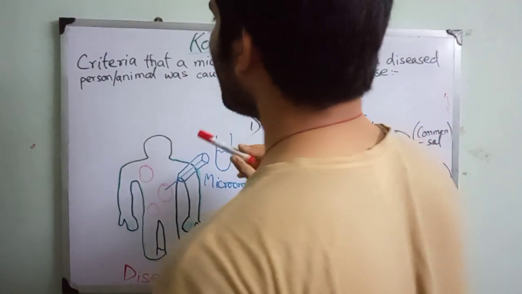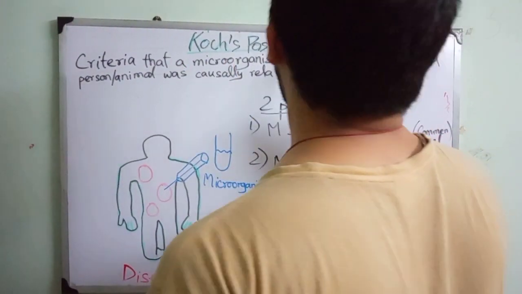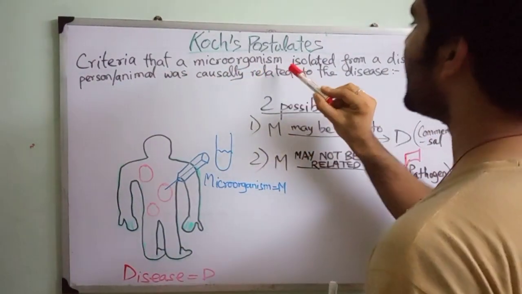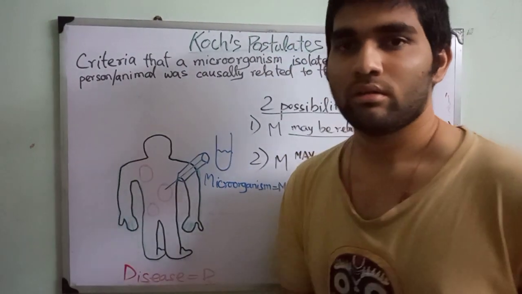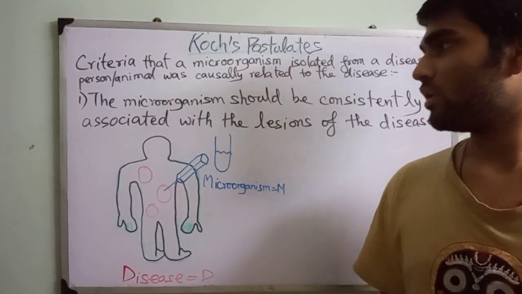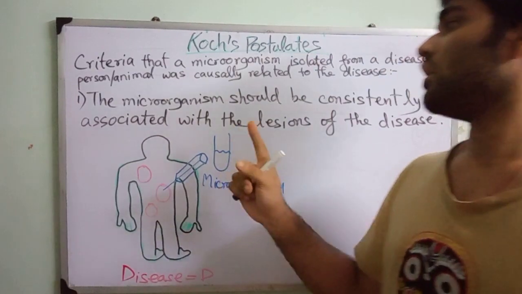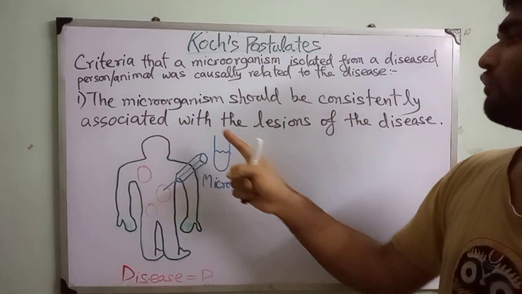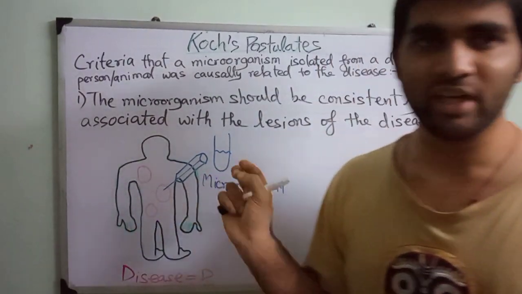So Robert Koch gave criteria to show that a microorganism isolated from a diseased person or animal was causally related to the disease. So what were the criteria? The first criterion was that the microorganism should be consistently associated with the lesions of the disease. Suppose the person had three lesions.